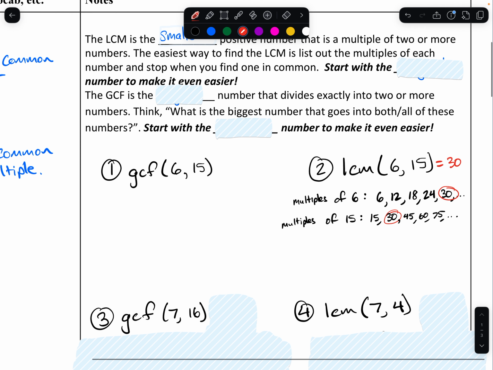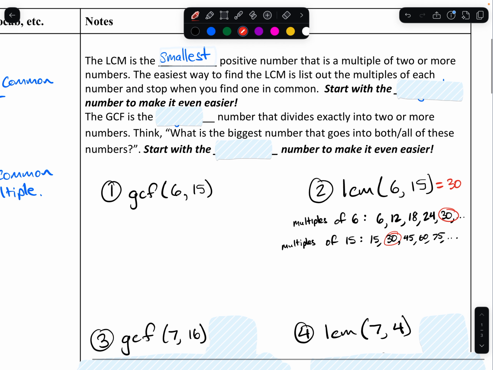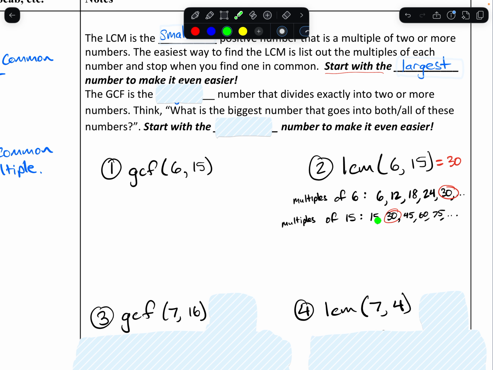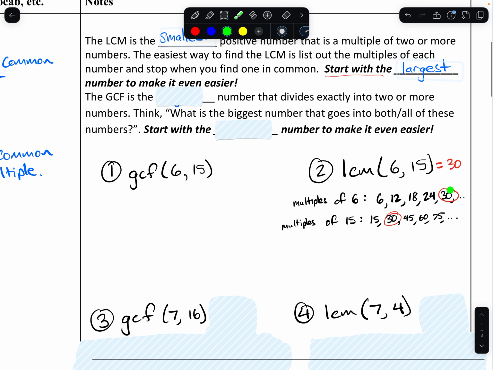Now, there was a hint here, and you can go ahead and fill that blank in now. I recommend you start with the largest number to make it even easier. If you had started with the multiples of 15 and you know your multiples of 6, you could write 15 and go, 15 is not a multiple of 6. 15 times 2 is 30, and then check. Is 30 a multiple of 6? Oh, it is. And then you're done.